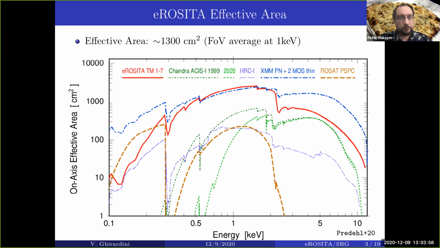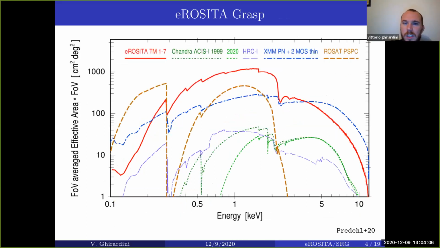However, since eROSITA is doing the survey of the whole sky in X-ray, it's important to also consider the grasp, which is the product of the effective area averaged over the field of view times the field of view itself. And when you consider the grasp, you see that eROSITA is much better than all the other telescopes at about 1 keV in order to perform big area surveys.